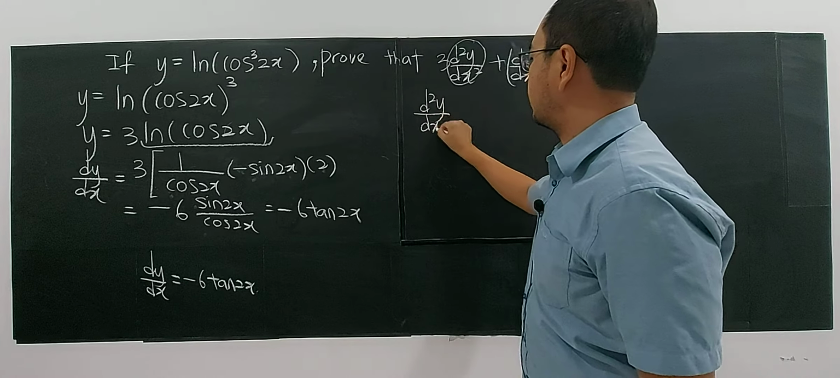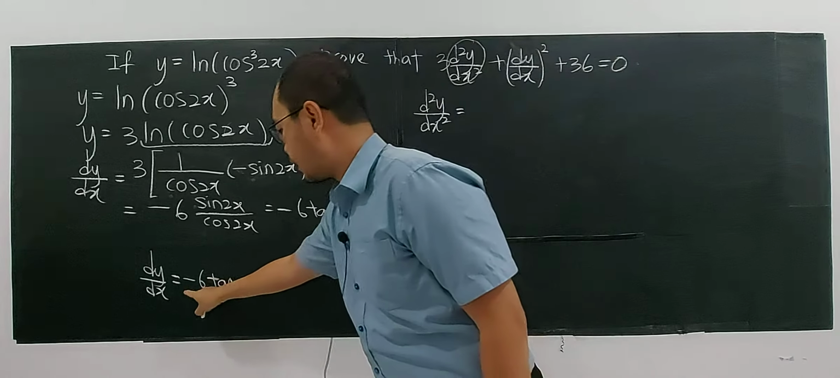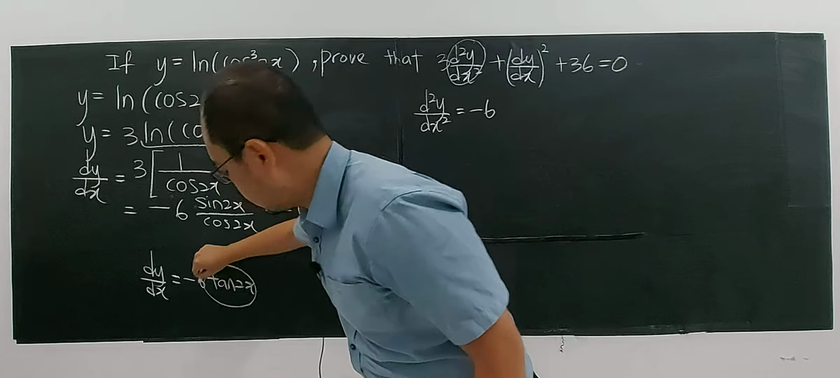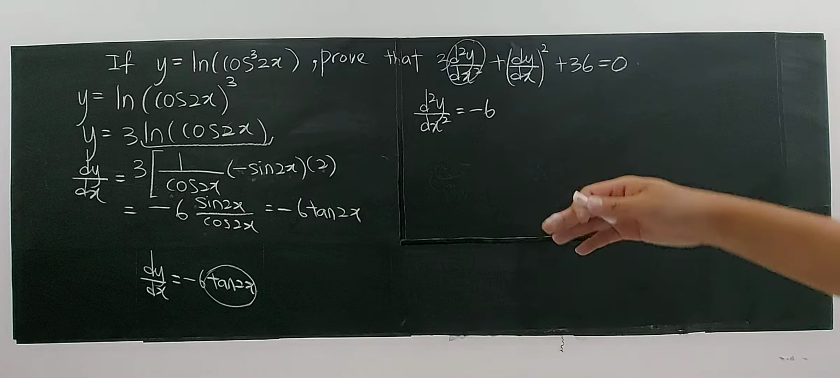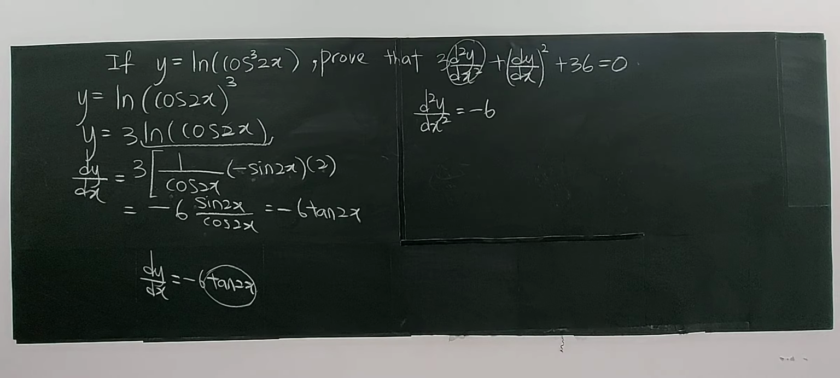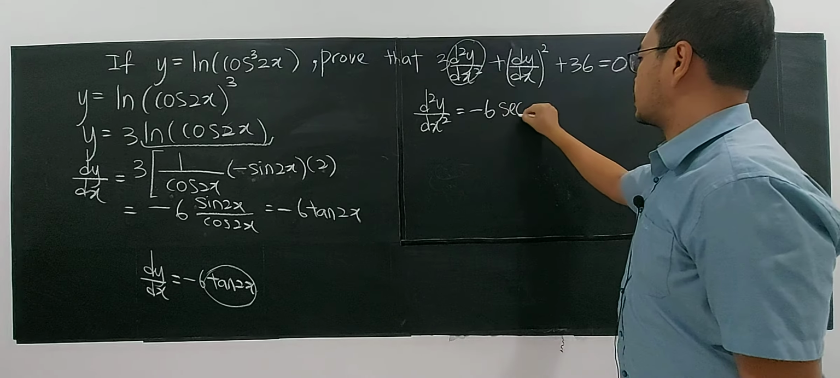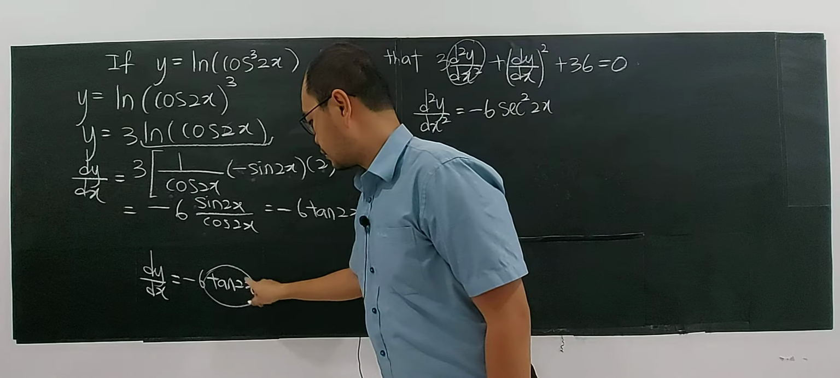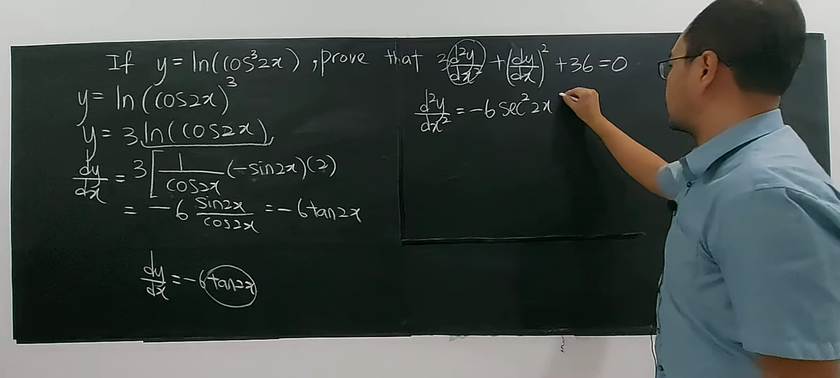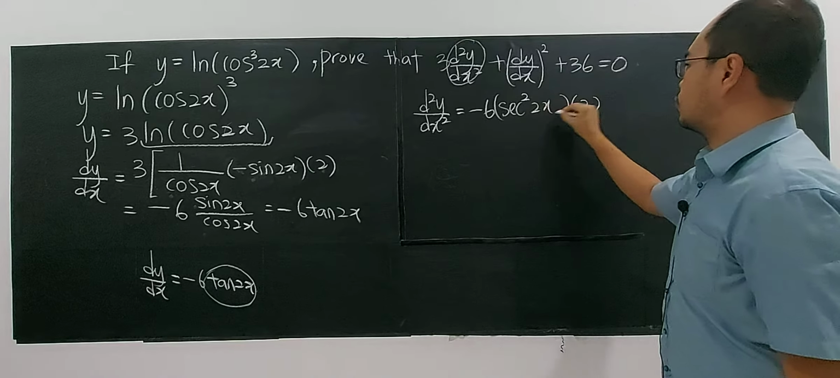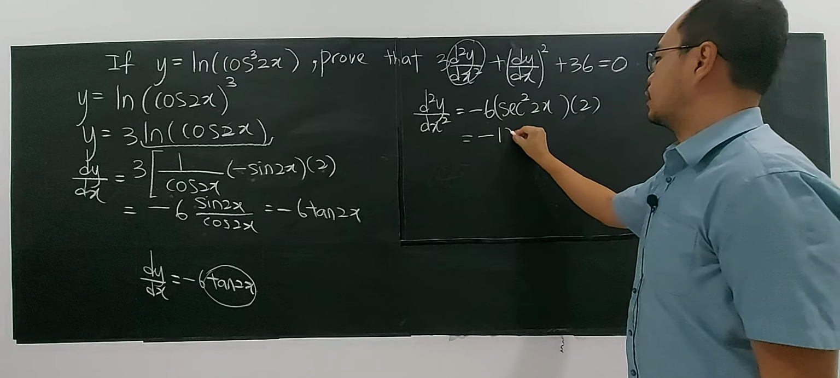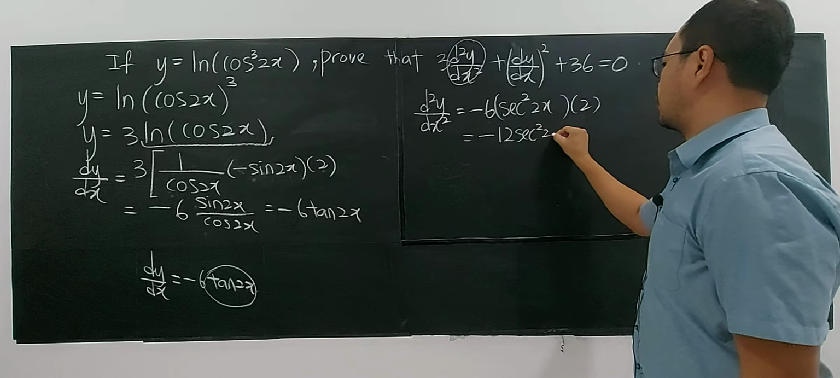So the second derivative: differentiate negative 6. Negative 6 is a constant, so you just need to differentiate tangent. You have to remember the six formulas for differentiating trigonometric functions. Differentiating tangent gives secant square 2x. But you have to differentiate the angle as well, so differentiating 2x you have 2. So your d2y/dx2 is negative 6 times 2, negative 12 secant square 2x.